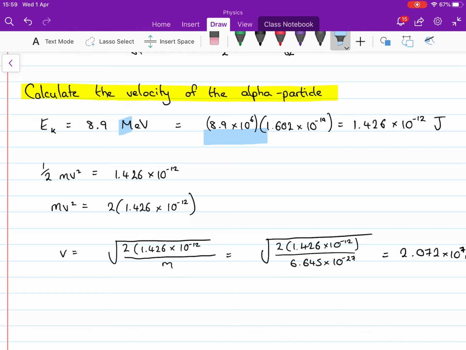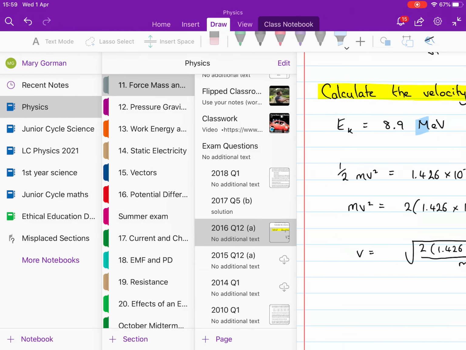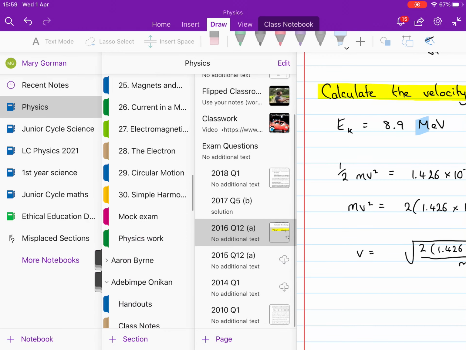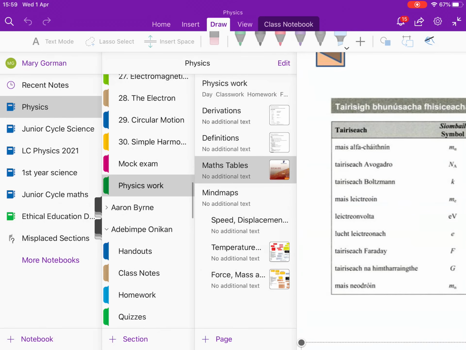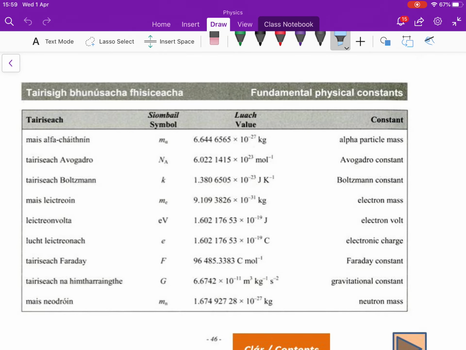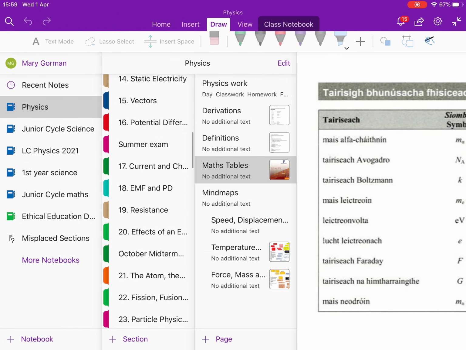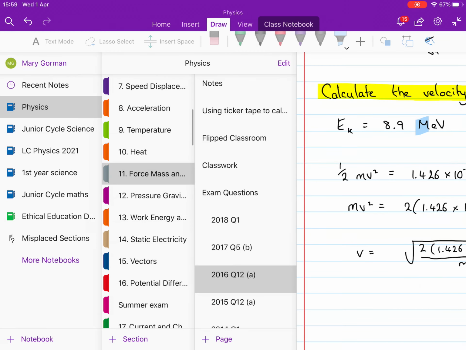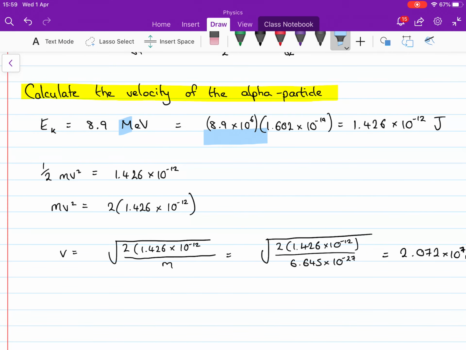Now, electron volts, how do I convert that into joules? I would be going to my maths tables. Okay, and I can see it there in the middle of the page. 1 electron volt is equal to 1.602 by 10 to the power of minus 19 joules. So you get that figure and you're going to multiply to convert 8.9 mega electron volts into joules. So when you do that, you get 1.426 by 10 to the minus 12 joules. Okay, so that's how much kinetic energy it has.